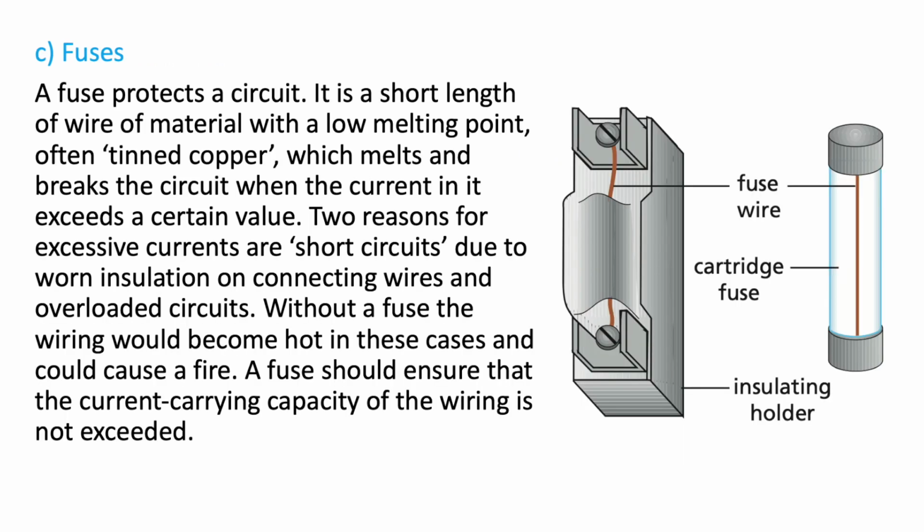Fuses. A fuse protects a circuit. It's a short length of wire of material with a low melting point, often tin copper, which melts and breaks the circuit when the current in it exceeds a certain value. 2 reasons for excessive currents are short circuits due to the worn insulation on connecting wires and overloaded circuits. Without a fuse, the wiring would become hot in these cases and could cause a fire. A fuse should ensure that the current carrying capacity of the wiring is not exceeded.